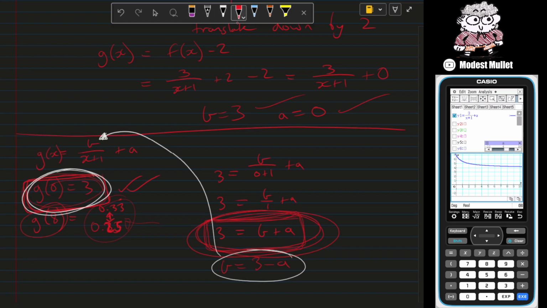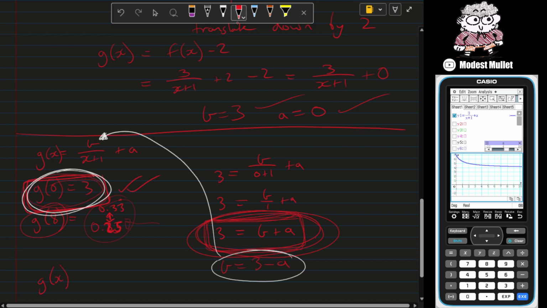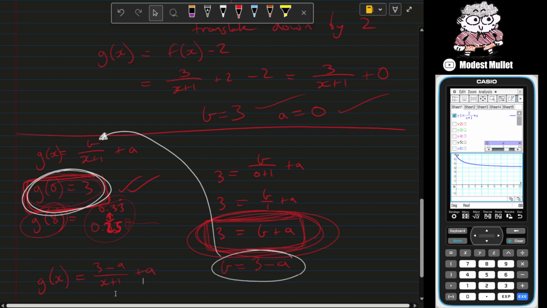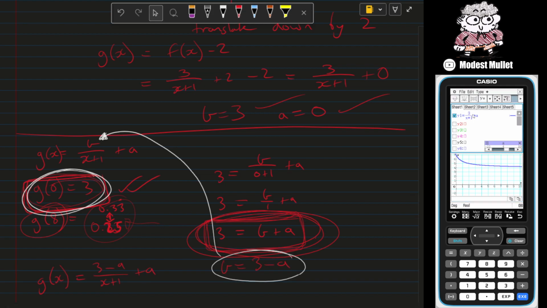So let's do that. We can say that g of x needs to be (3 minus a) on (x plus 1 plus a). I can change that into my function here, with 3 minus a in the numerator. Graph that.